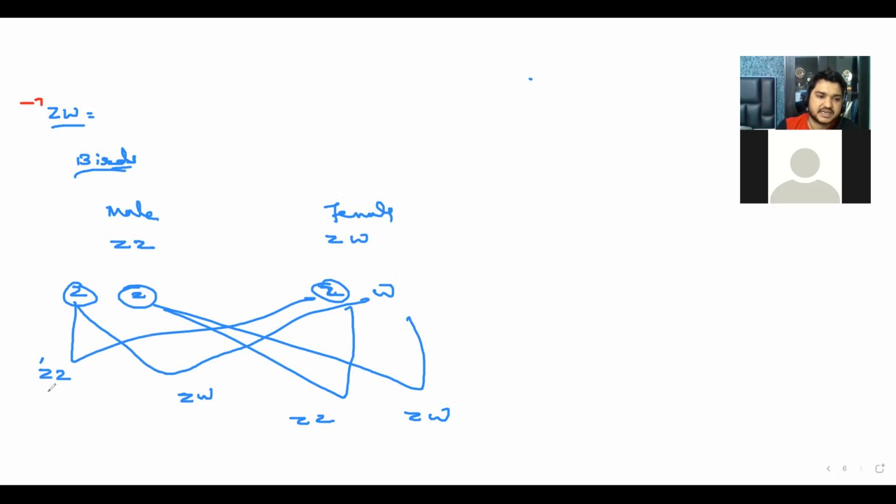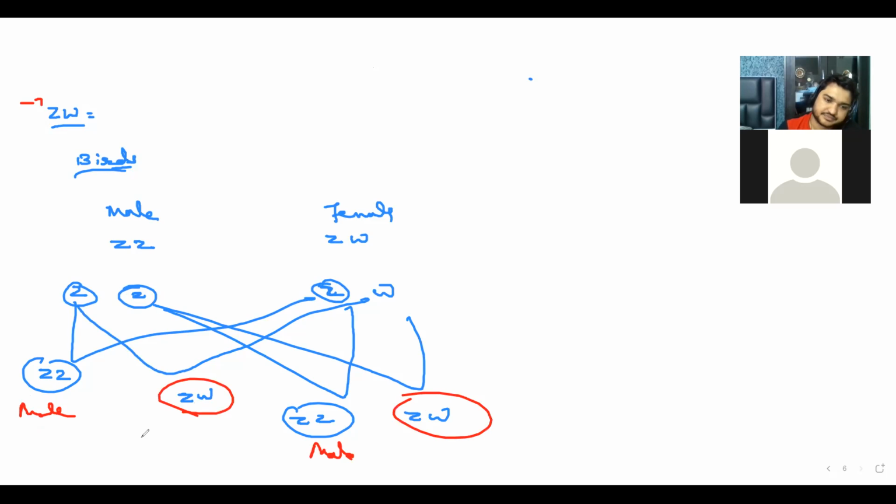So Z and Z, it would be male or female? Female, right? Oh, sorry, male. So it's a male, because in this, who is deciding? Female. The female bird.